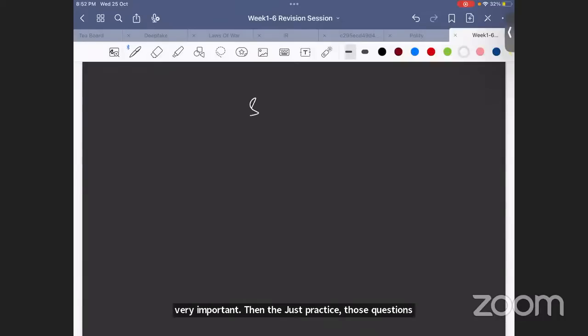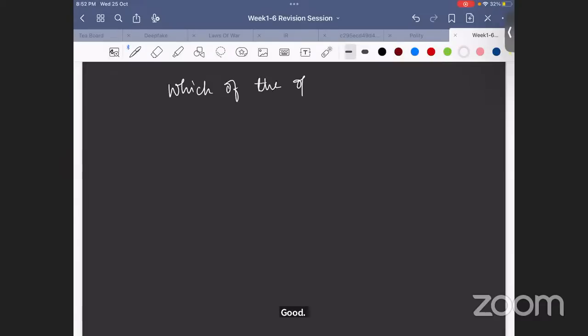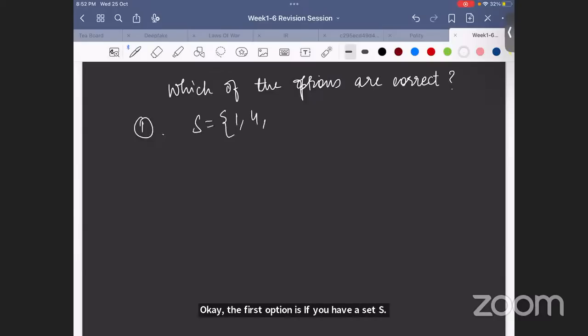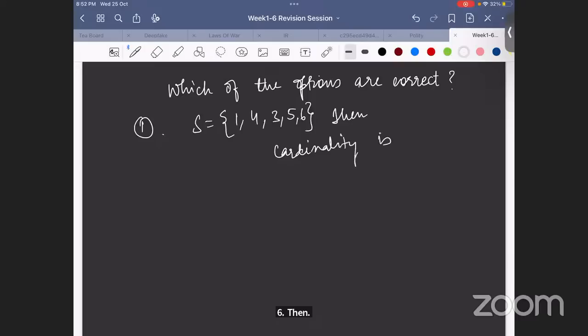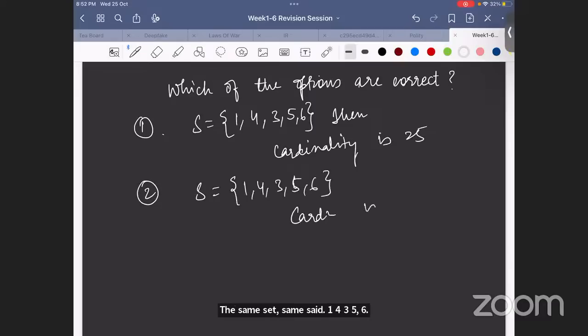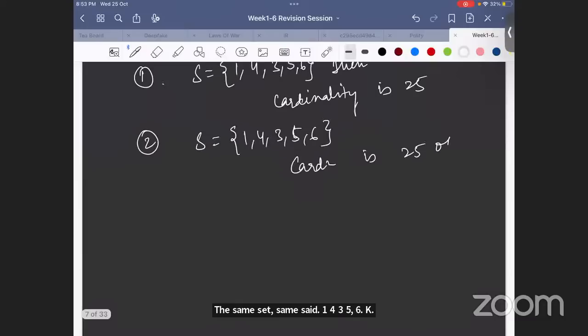Okay, I have a set S. I'm just asking you a very simple question. Tell me how many of the options are correct, which of them are correct. The first option: if you have a set S = {1, 4, 3, 5, 6}, then the cardinality of this is 25. The second option: the same set {1, 4, 3, 5, 6}, the cardinality of S cross S is 25.